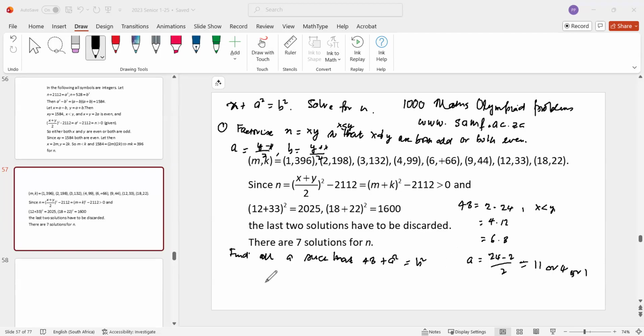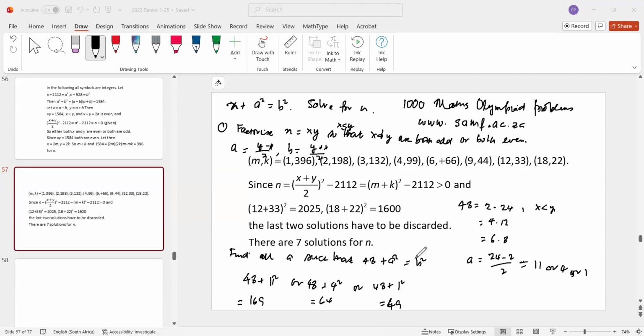So now you put 48 plus 11 squared, or 48 plus 4 squared, or 48 plus 1 squared. These are the values of a, and we are saying that all these are perfect squares. When you work this out, you get 169. There it is, that's a perfect square. 48 plus 16 is 64, that's a perfect square. 48 plus 1 is 49, that's a perfect square.